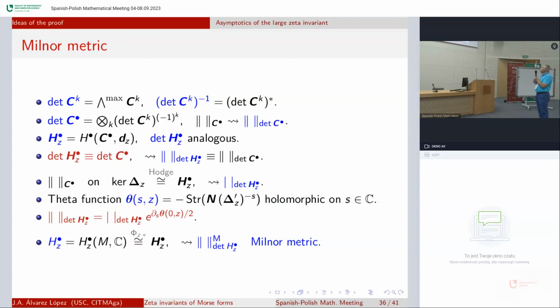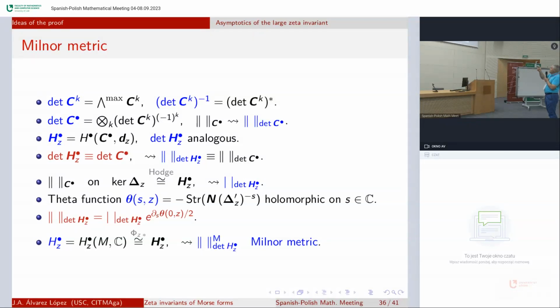And the determinant of this graded space is the tensor product, for every degree k, of the determinant of the degree k space to the power (-1)^k. So we take the adjoint once, and for the next degree we take the other one.